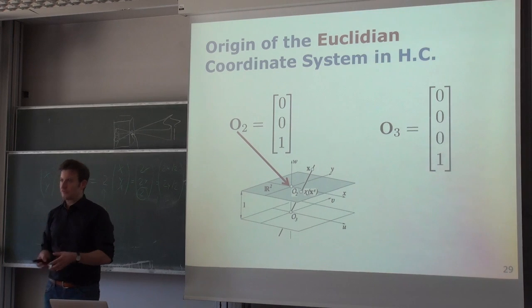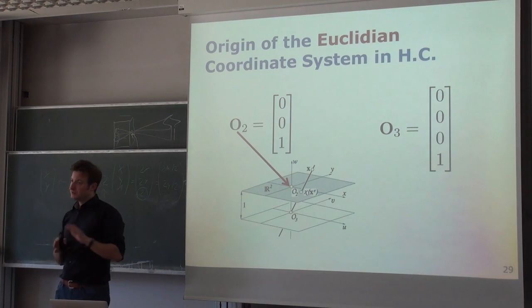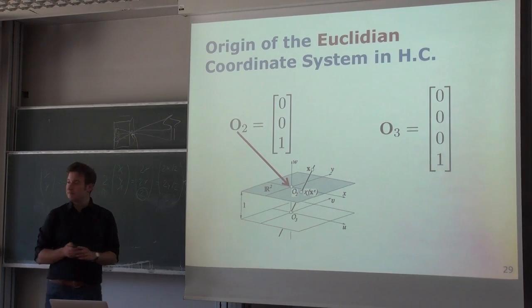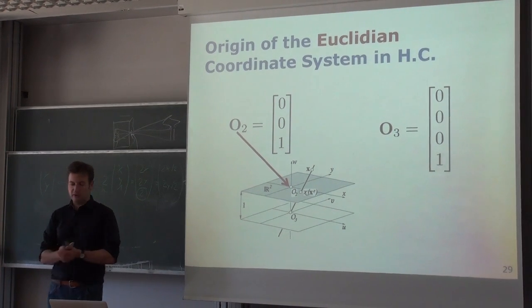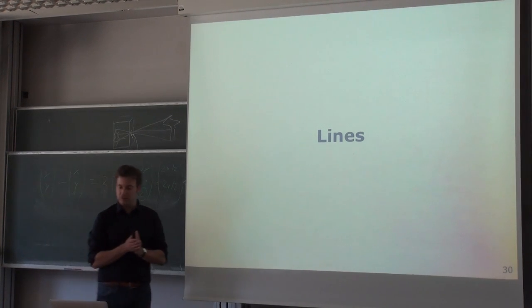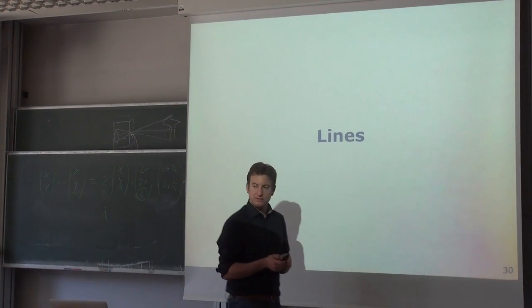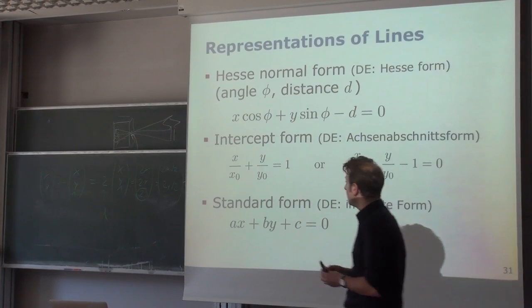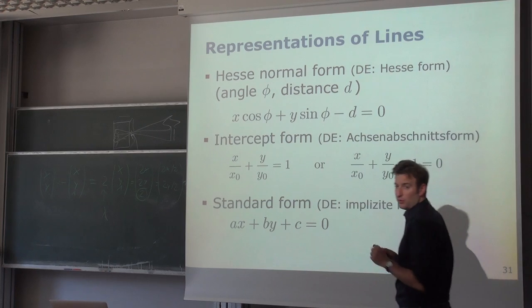How we transform those points is something we will discuss later on, if we use our transformations in order to do that. Okay, so if you're happy with points, we can move to lines and see how we can actually represent lines. And if we look back at how we can represent lines in our Euclidean world, there are typically three ways in which we do that.